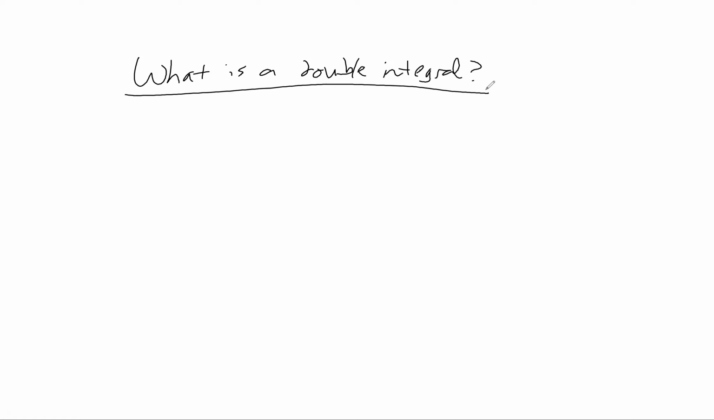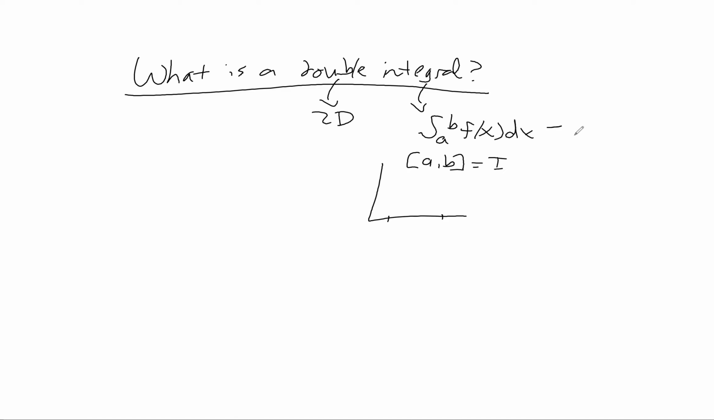Okay, so I'm going to talk about what exactly is a double integral. And what makes it, what's double about it, the fact that it's double, that's just 2D. The fact that it's an integral means it's somehow going to be similar to what we remember from single variable calculus, where you have two limits. This actually corresponds to an interval I. So you could actually write this thing as I.